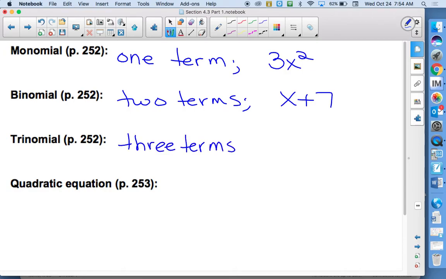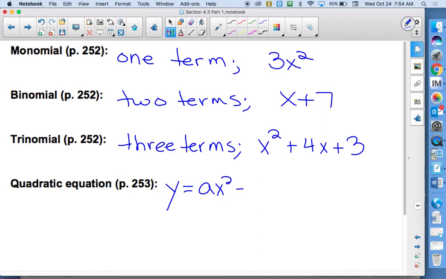And that's the standard form of the quadratic equation. So we might have something like x squared plus 4x plus 3. 3 terms in it. So that's the standard equation of a parabola, and it has those 3 terms. And then the last one, the quadratic equation, is what we have been working with, that quadratic equation in standard form.